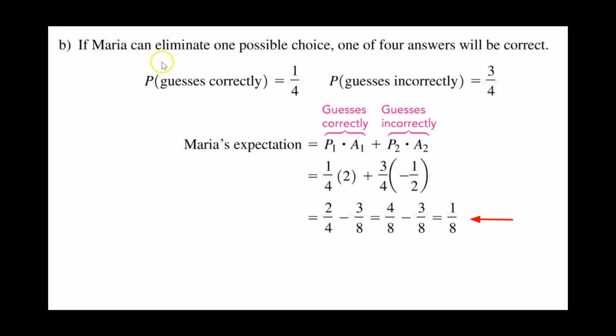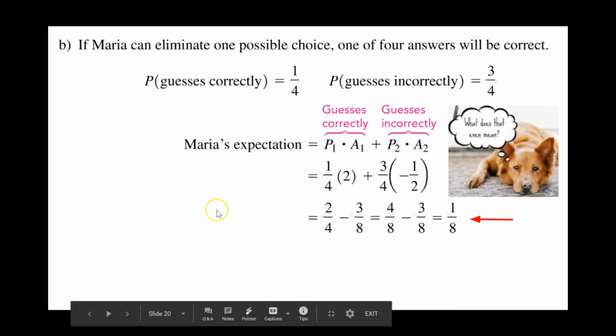So let's change it up a bit. What if she can eliminate one of the possible choices? So out of the 5, she can eliminate one choice. Now we're down to 4. So she has a 1 out of 4 chance of getting it right and a 3 out of 4 chance of getting it wrong. So we do the same probability, her reward, her penalty. In this case, if we multiply these two together and multiply these two together, subtract them, we have 1/8. So what does a 1/8 mean again?